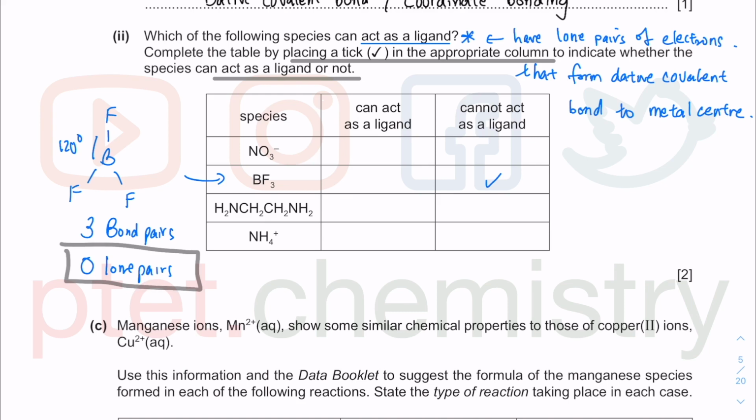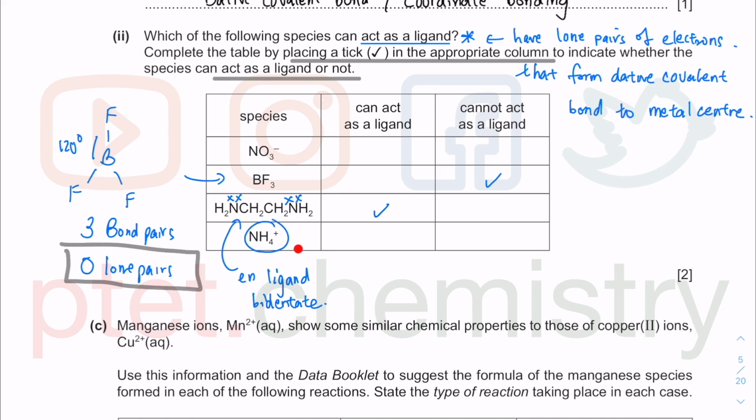This next one has 2 amine groups. So this is ethane-1,2-diamine, the common en ligand. So there's the en ligand there. It is a bidentate ligand, because one molecule of that ligand can form 2 dative covalent bonds, as you have these 1 and 2 lone pair sites that can form 2 dative covalent bonds per single ligand. So it can act as a ligand there.